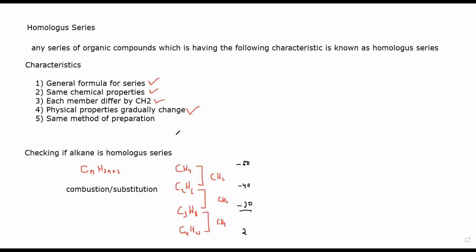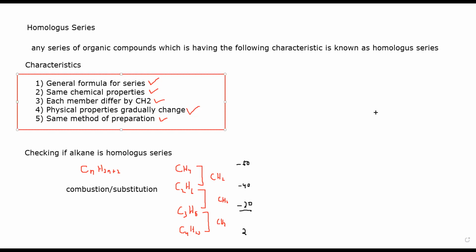Same method of preparation. We can extract these alkanes by fractional distillation of crude oil, which is a mixture of these alkanes. So they all have the same method of preparation. So all five ticks for alkane. So we can say alkane is a homologous series. Is it clear why alkane is a homologous series? Because it follows all the characteristics which belong to a homologous series. Is it clear?